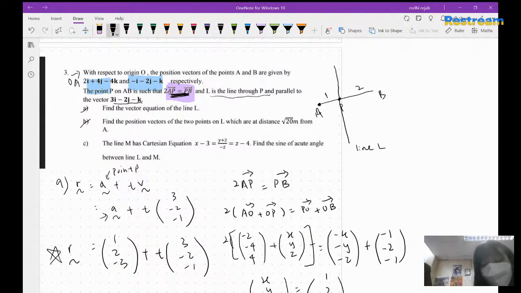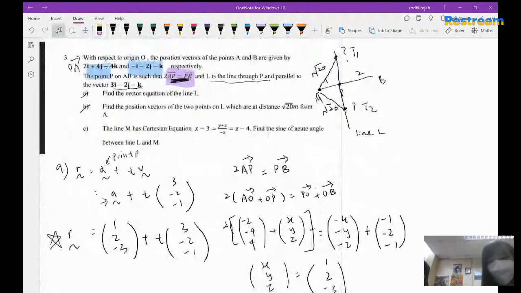A is over here, and for line L, there are 2 points. We don't know where the points are. I just randomly labelled them, and the distance from the point to A is square root 20. There are 2 points, so now we're going to find these 2 points. I label this point as T1 and this is T2. Okay, now we're going to find these T1 and T2.